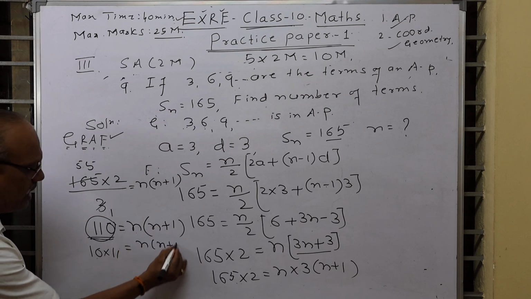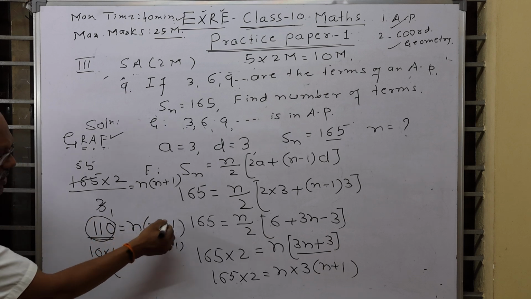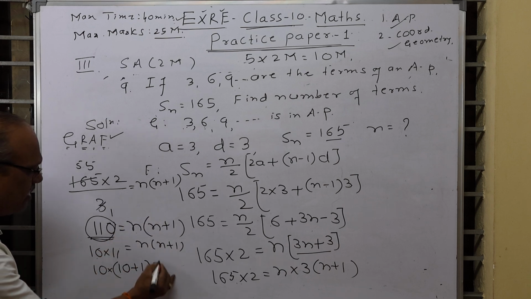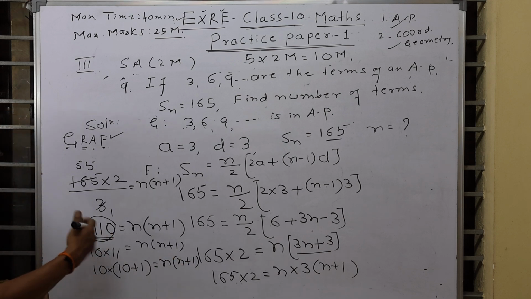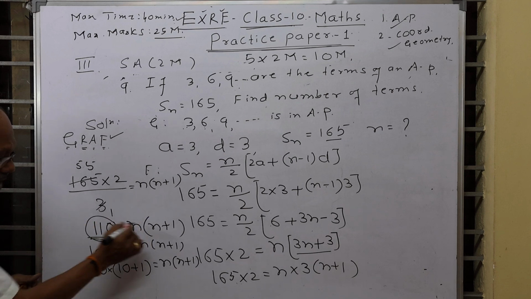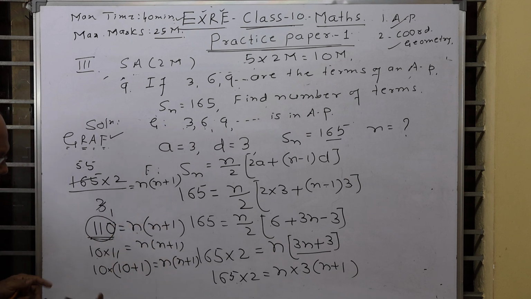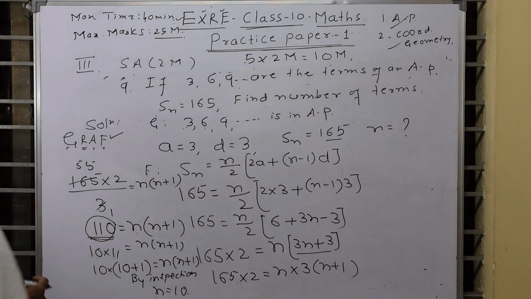You get n into n plus 1. Let me write it more clearly. This is just splitting this 110 into 2 consecutive numbers. 10 into 11, 10 plus 1 is 11, is equal to n into n plus 1. Just by inspection you can solve. Don't write a quadratic equation and spend a lot of time in the exam hall. You can save time. Many students I have seen try to expand it using the quadratic equation. No, don't go for it. Even if you have learned the quadratic equation, just mention by inspection. By inspection, you can say that n is equal to 10. That's all. That is problem number 9. You are left with just one problem in this 2 marks question.